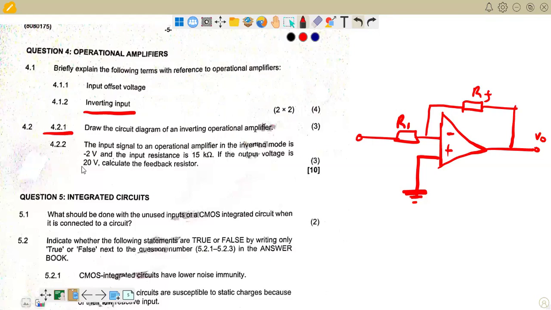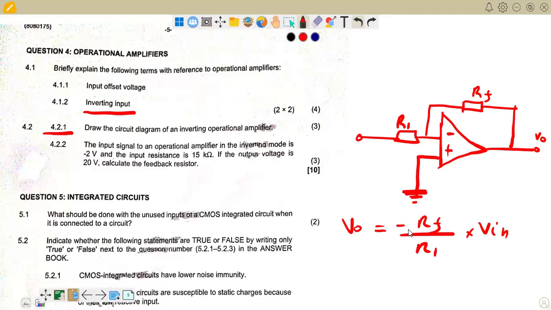Let's go to 4.2.2. 4.2.2 is saying the input signal of an operational amplifier in the inverting mode is -2 volts and an input resistance of 15 kilo ohm. If the output voltage is 20 volts, calculate the feedback resistor. Right, let us first go to the V out itself. V out is given by negative RF over R1 multiplied by V in, remembering that it's an inverting amplifier. So due to that, it's obviously going to be negative. The V out, the output voltage has to be negative, right?